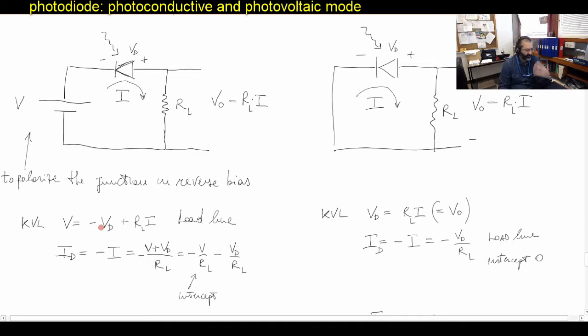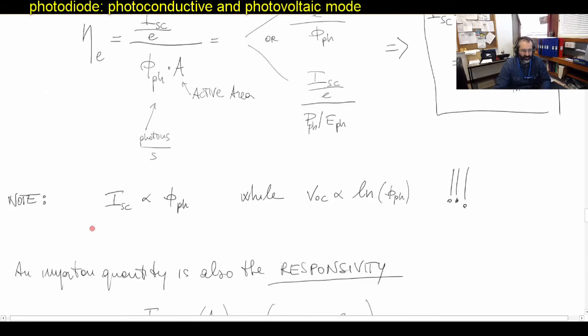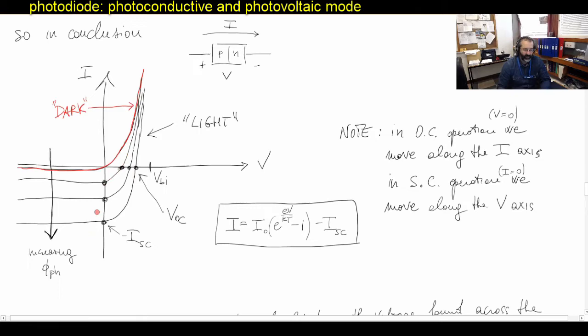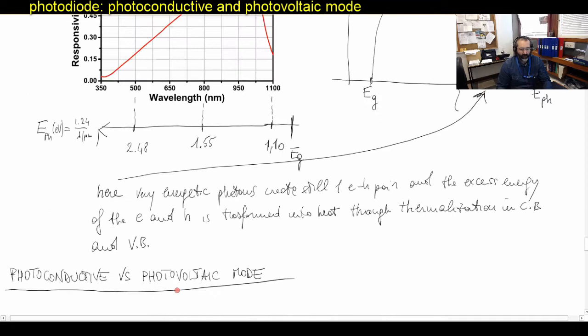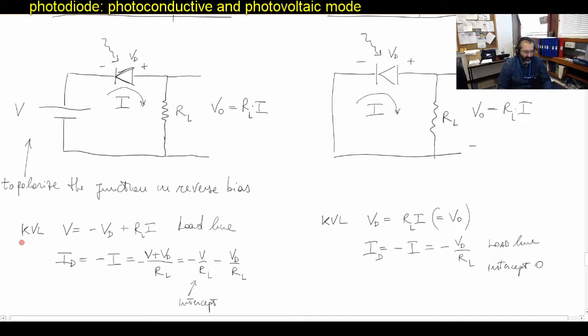So we choose in this case to use the graphical method to solve these circuits, because we know that the IV characteristic of the photodiode, as we've seen today, is something like this. So we need to find the load line for the circuits. To find the load line, we use KVL. So let's start with the photoconductive mode.